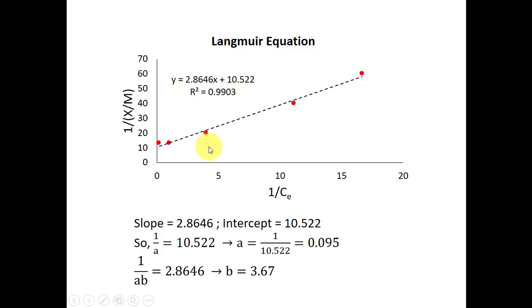The value of m is 2.86, the value of c is 10.522. The R square is very good. So the slope is 2.86, the intercept is 10.522. In the Langmuir equation, 1 over a is the intercept, represented by c. So a equals 0.095. 1 over ab is the slope in the Langmuir equation, so it equals 2.86, which means that b itself equals 3.67. So now we have the value of a and the value of b.